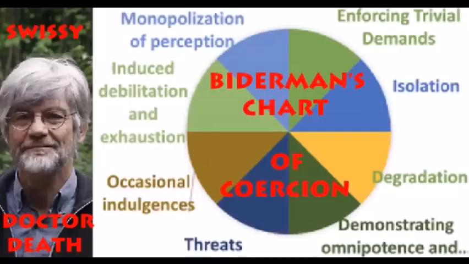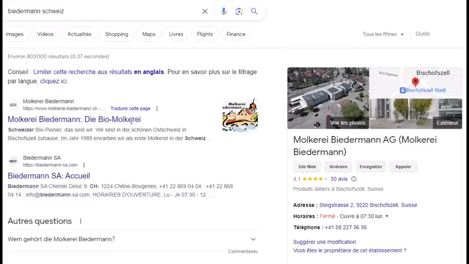So, under the supervision of Dr. Death, Kurt Kunz, we can see the deliberate and premeditated application of Biedermann's chart of coercion, which is an octagonal chart of coercion, meaning that Biedermann must have been initiated in the Brotherhood and of Swiss descent. So here you see number 1, isolation.